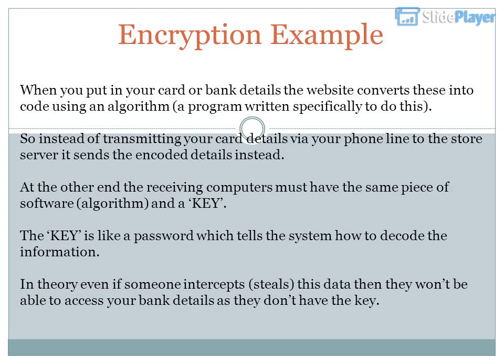Encryption example. When you put in your card or bank details, the website converts these into code using an algorithm, a program written specifically to do this. So instead of transmitting your card details via your phone line to the store server, it sends the encoded details instead. At the other end, the receiving computers must have the same piece of software, algorithm, and a key. The key is like a password which tells the system how to decode the information. In theory, even if someone intercepts or steals this data, they won't be able to access your bank details as they don't have the key.